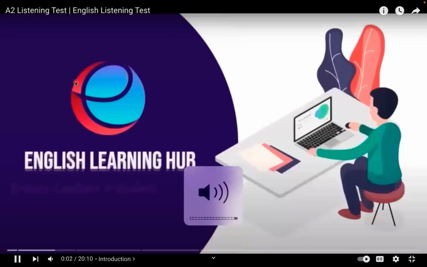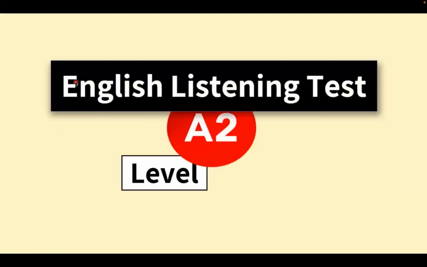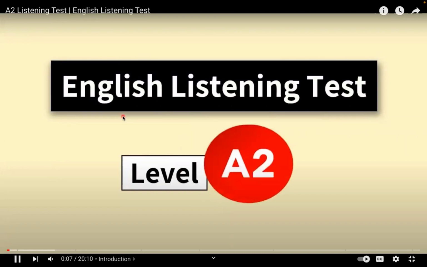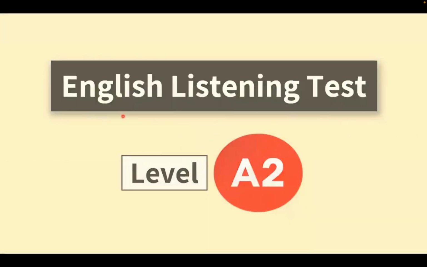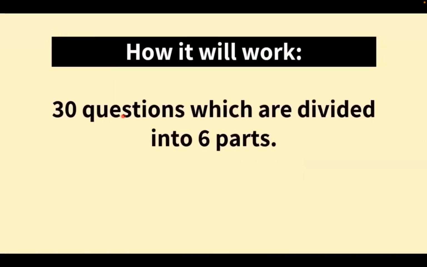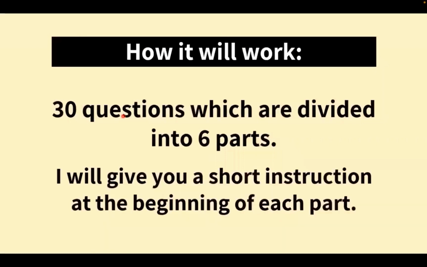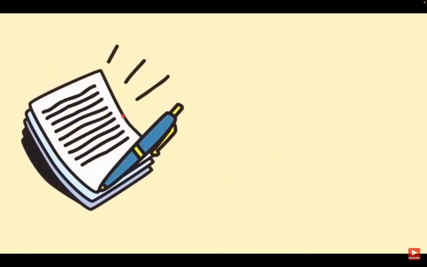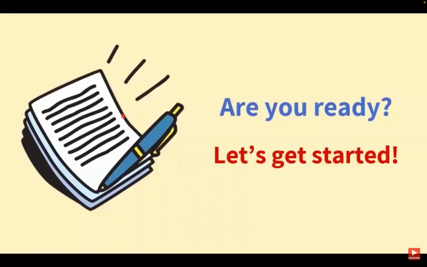Hello and welcome to English Learning Hub. English listening test. Designed for A2 learners. This test consists of 30 questions which are divided into 6 parts. I will give you a short instruction at the beginning of each part. Before we get started, take a pen and paper so you can take notes while listening. Are you ready? Let's get started.